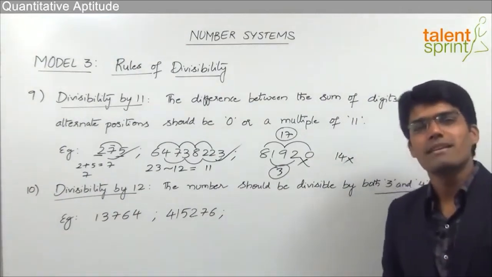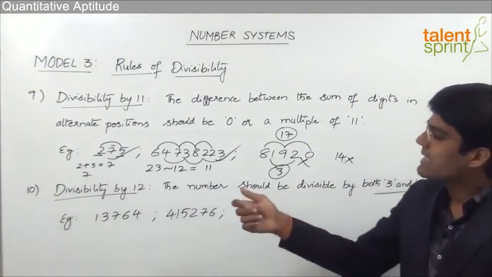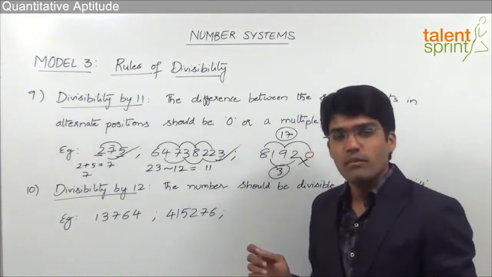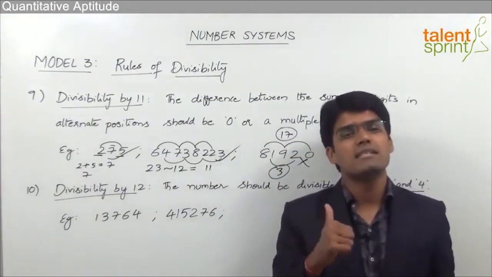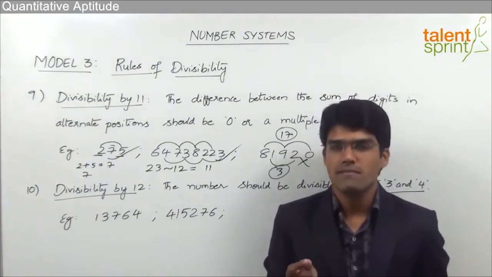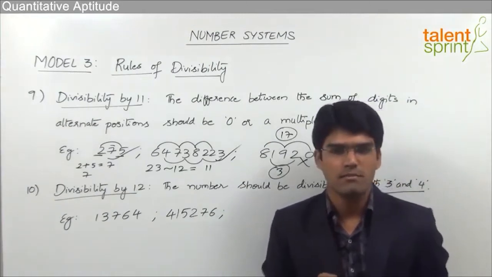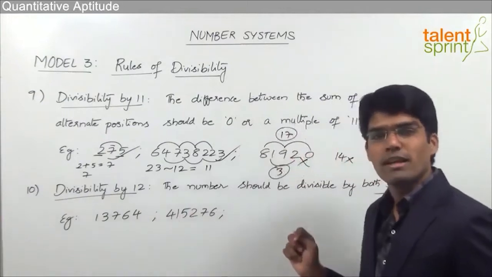So the simple point here is, if a number is divisible by 3 as well as 4, then it is divisible by 12. Let us check this with some examples. We already know the divisibility rules for 3 and 4. A number is divisible by 3 if the sum of the digits is a multiple of 3. And it is divisible by 4 if the last two digits make a number which is a multiple of 4. So let us check which of these numbers satisfy both the conditions.